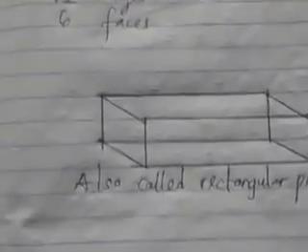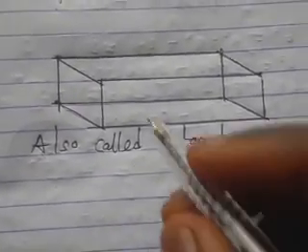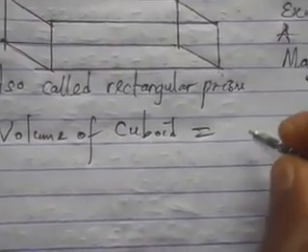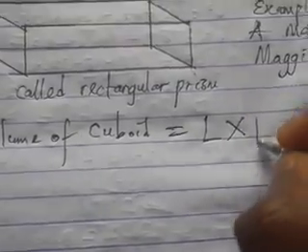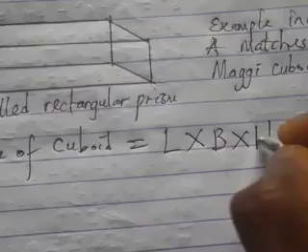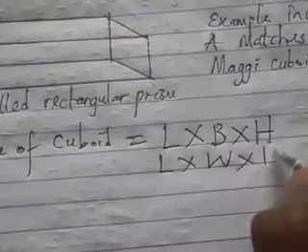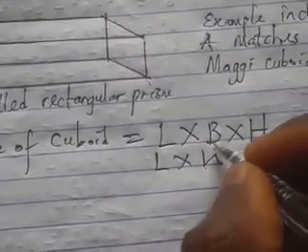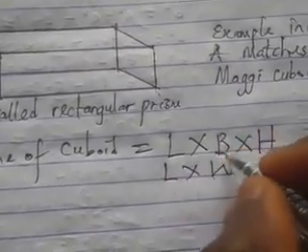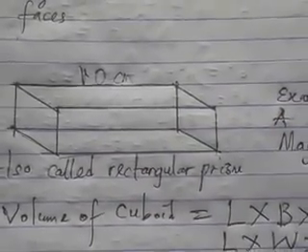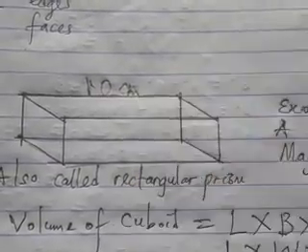What is the volume of a cuboid? Yes, the volume of a cuboid is length times breadth times height, or you call it length times width times height. Width is the same thing as breadth, so it is length times breadth times height. Length, don't forget, is the longest side, and in this question, the longest side is 10 centimeter.